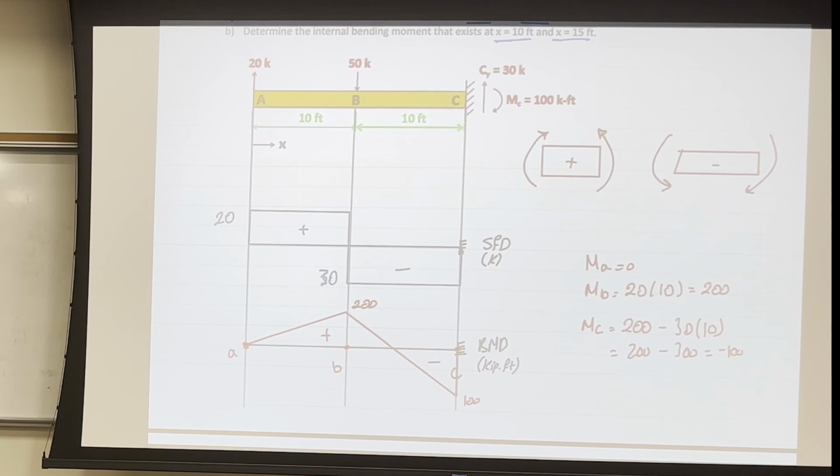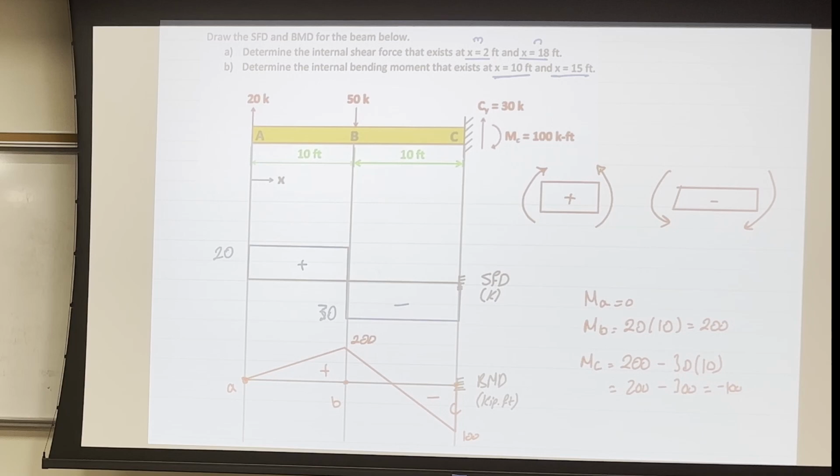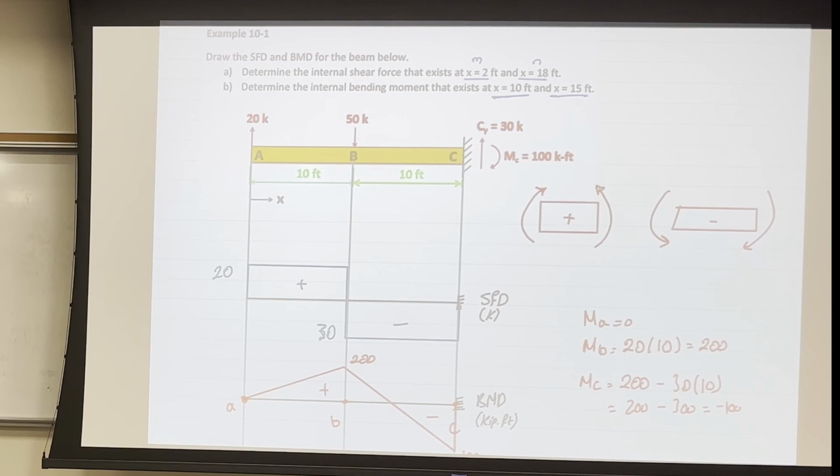And the question still asks us one more thing. Okay, what is the internal shear at x equal to 2? So here, the origin they draw starts from here. So at x equal to 2, which is somewhere here, because the whole thing is 10 here, so somewhere here. So the shear at x equal 2 is 20. Shear at x equal 18, which is going to be somewhere here, it's going to be negative 30, okay?